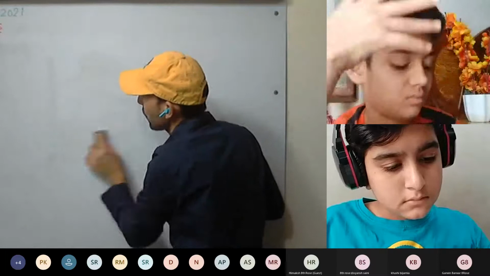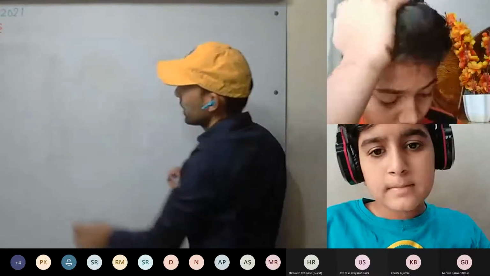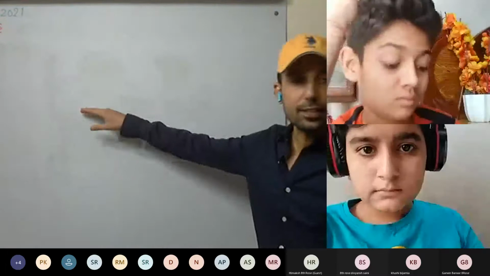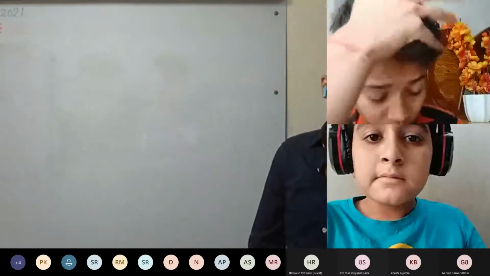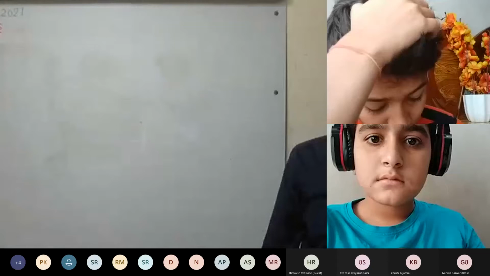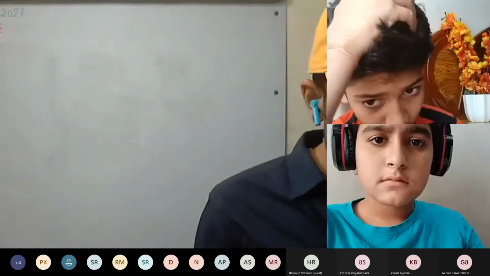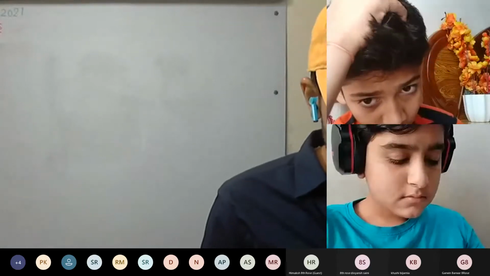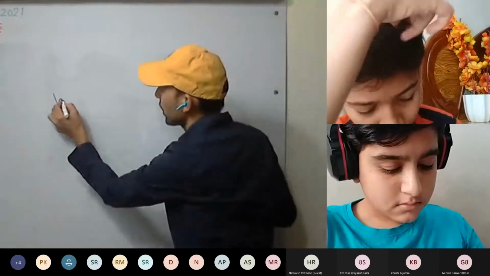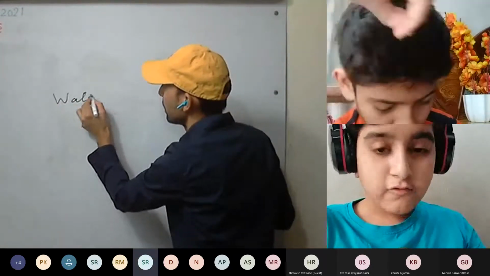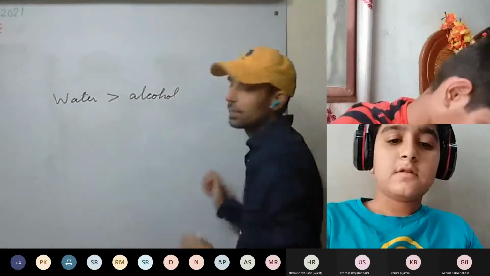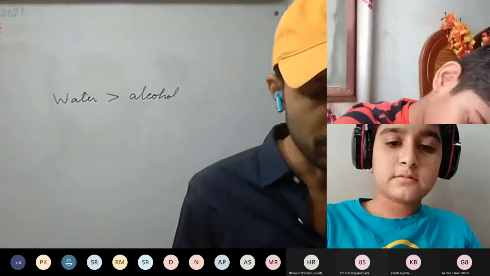Any doubt in that? So what we are observing is that at 100 degrees Celsius, the temperature becomes constant. That 100 degrees Celsius is the boiling point of water. Water converts into vapor at 100 degrees Celsius. Now see here, the boiling points of certain liquids are given below. Which has a higher boiling point, water or alcohol? Water has the higher boiling point.